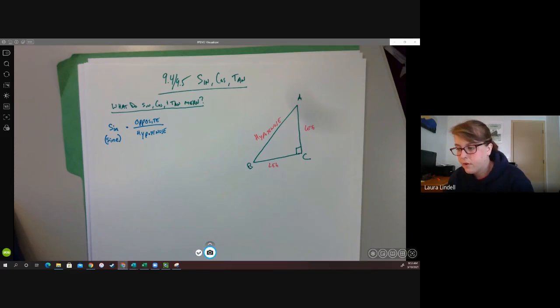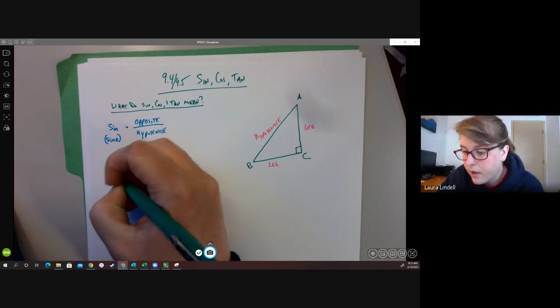Okay. And so we're going to write down what these ratios are, what they mean, and then we're going to go through a more practical example of how we can find these things. So bear with me here. So sine is the opposite side length divided by the hypotenuse.